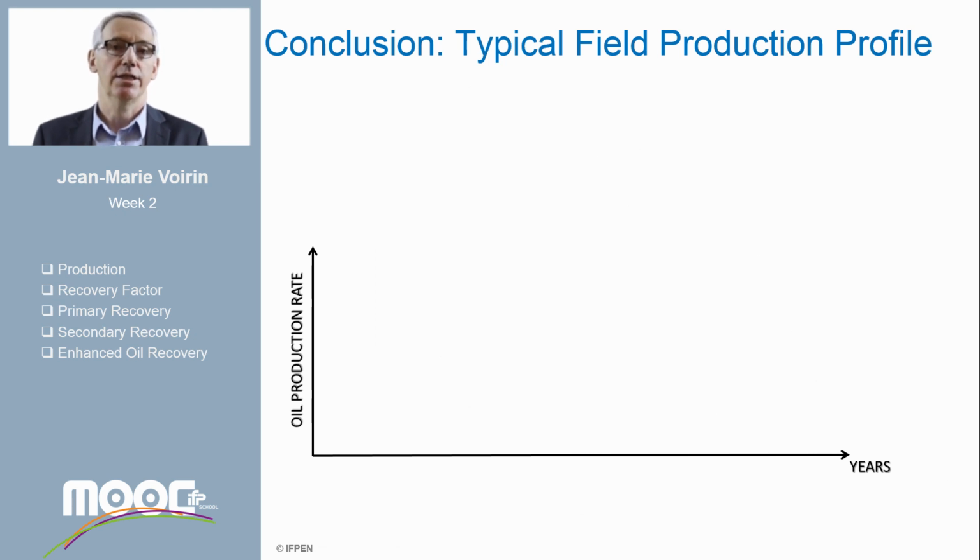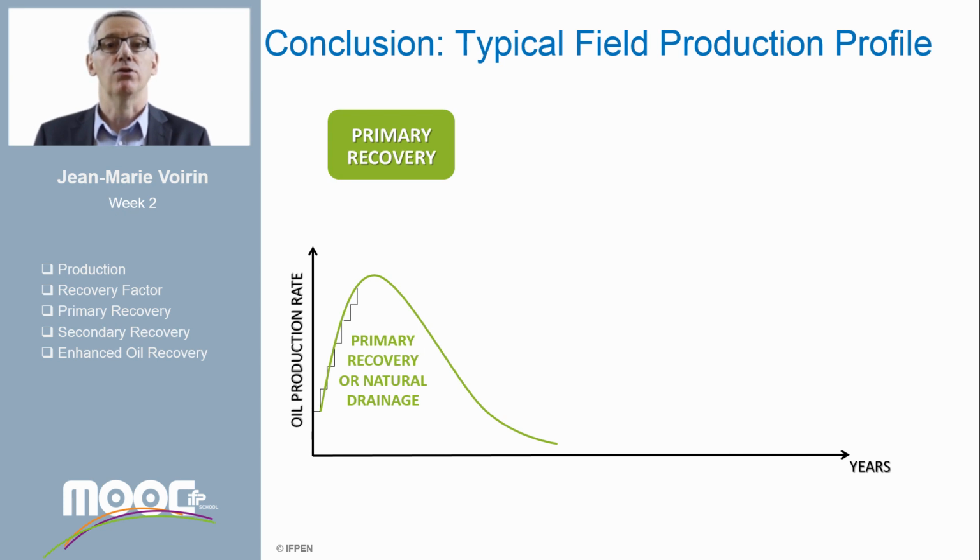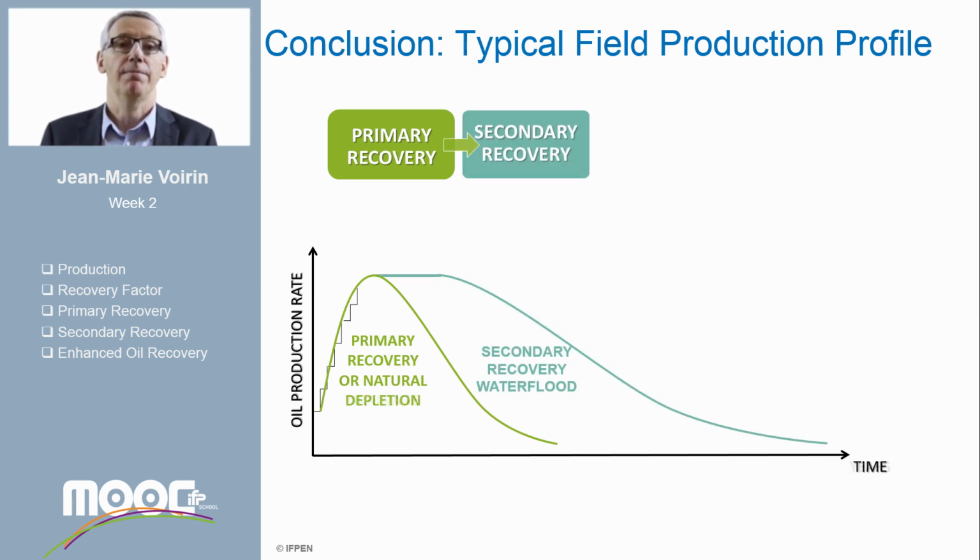To summarize this lecture, we will look at the typical field production profile with time. Production in ordinate, years in abscissa. It starts by primary recovery or natural drainage. The natural energy present in the reservoir is used for production. As available energy declines, so does the oil rate. The area below the curve shows what would be the recovery if nothing else was done.